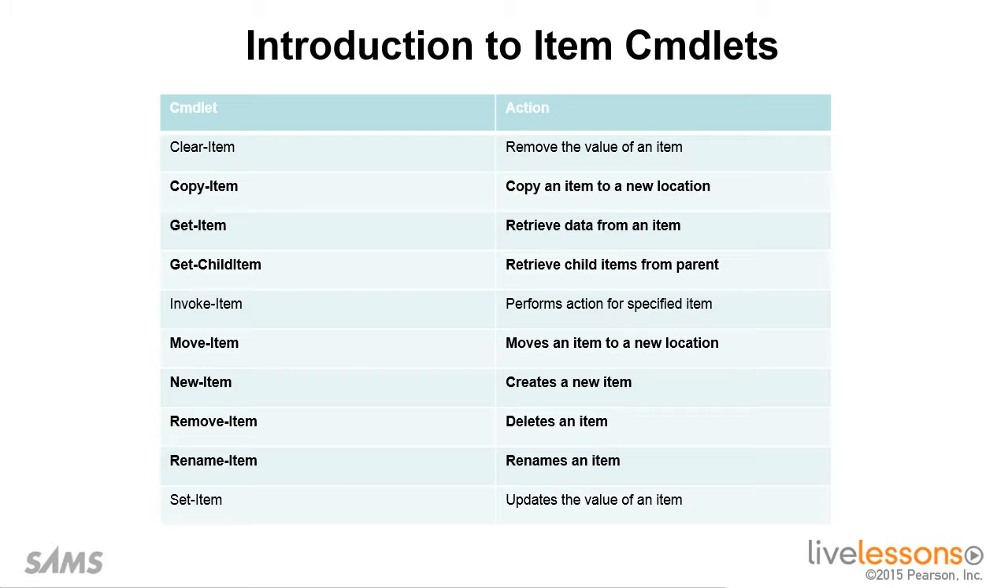I've marked a few of them in bold. Those are going to be the primary ones that you will find yourself working with. Let's go through those now. If you use Copy-Item, it's going to copy the specified item or items from one location to another. If you use Get-ChildItem, it's going to retrieve child items from the parent.